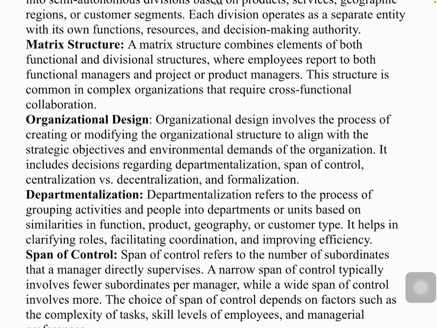So the functional is organization into department base. Then the divisional structure divides the organization into semi-autonomous divisions. The matrix structure is a combination of the two, a combination of functional and divisional. So employees report to both functional and project managers. So for example, an engineer reports to both the engineering manager and the project manager. So that is matrix structure.